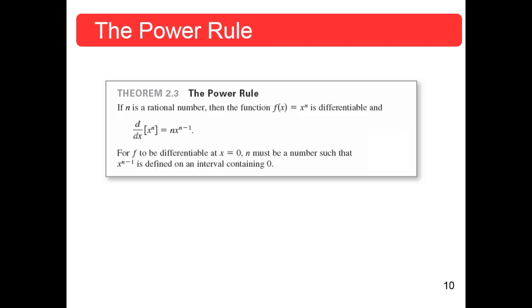And for f to be differentiable at x equals 0, n must be a number such that x to the n minus 1 is defined on an interval containing 0. We just saw when that was 1/3, it doesn't work. Okay? So those are the cases. So they did put in the weasel words here. N must be a number such that x to the n minus 1 is defined. In other words, if that comes up being 0 in a denominator, you can't do it. Okay? So they did give themselves an out here. And it works. Okay.